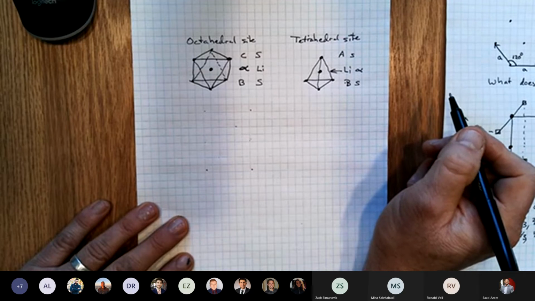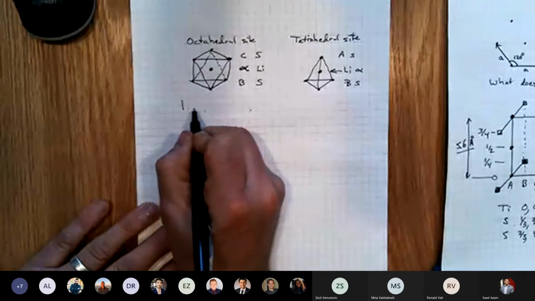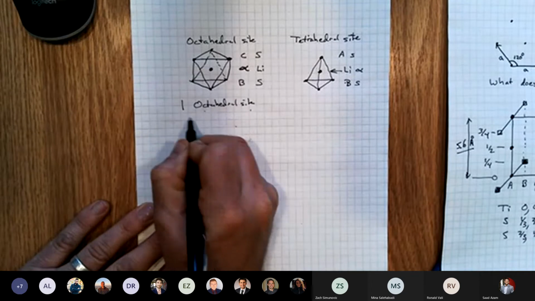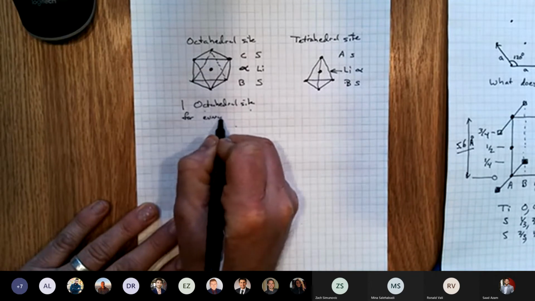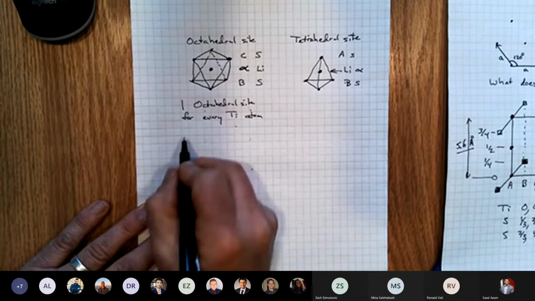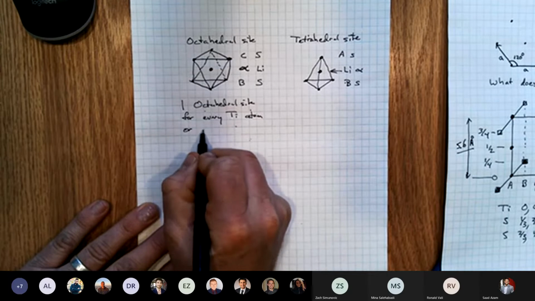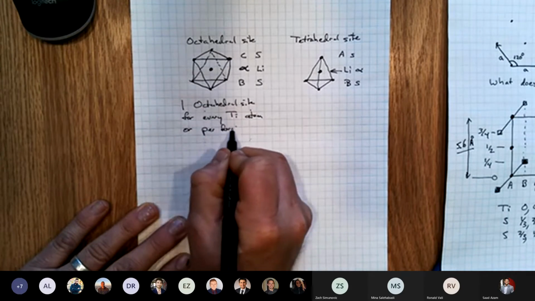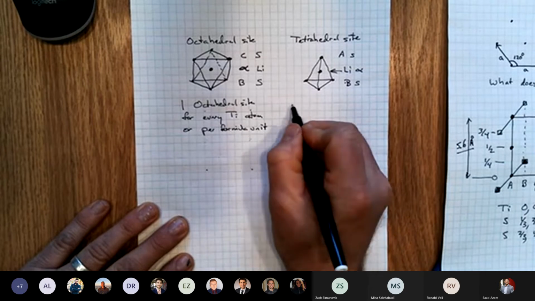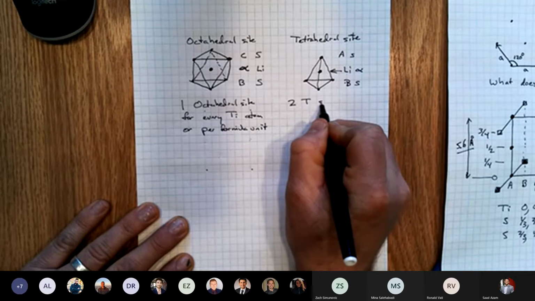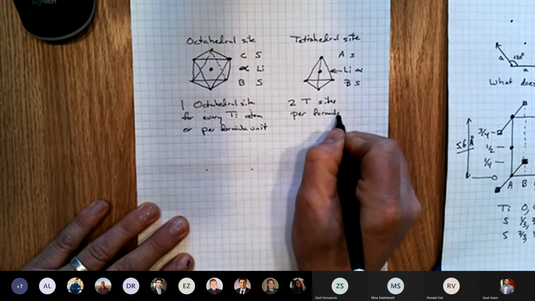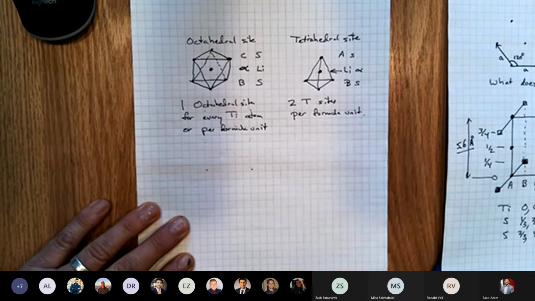So there is one octahedral site for every titanium atom in the TiS2 structure, or per formula unit. And there are two tetrahedral sites per formula unit. Okay.